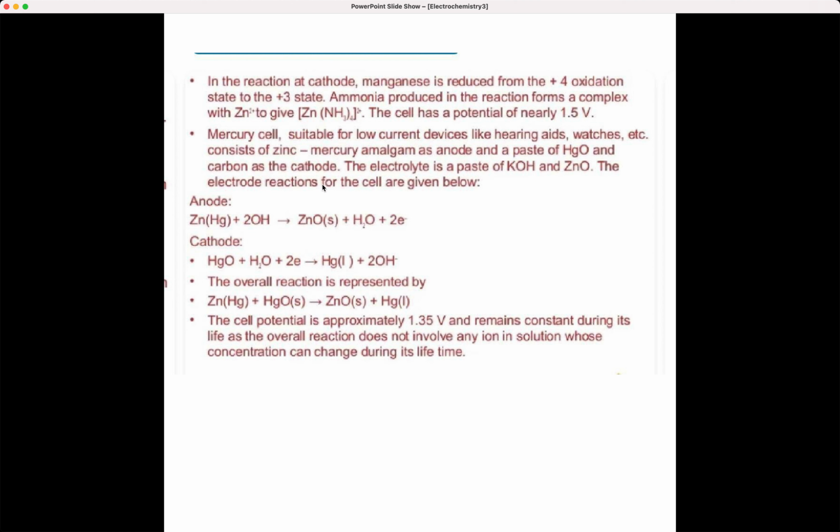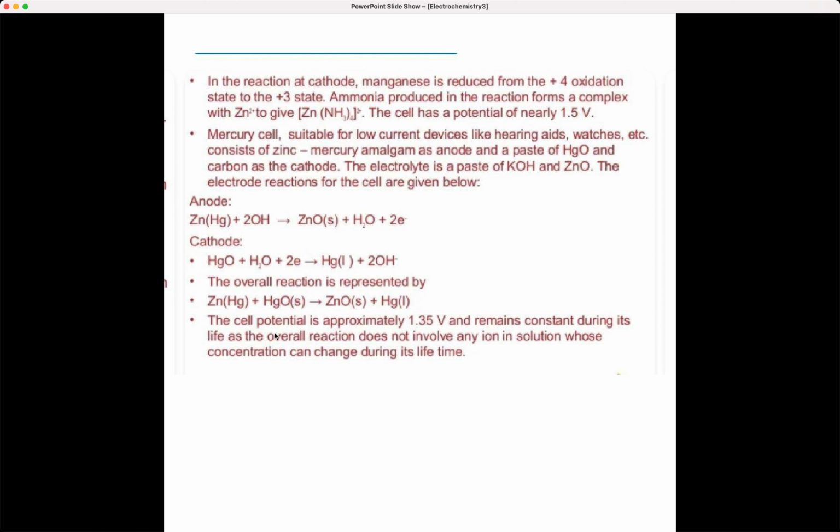Then the electrode reactions for the cell: always you should remember which reaction occurs at the anode and what happens at the cathode. At the anode, Zn(Hg) plus 2OH⁻ gives ZnO plus water plus 2 electrons, and at the cathode HgO combines with water and 2 electrons to form Hg, mercury, and 2OH⁻. Then you can write the overall reaction like this: Zn plus HgO gives ZnO plus Hg.